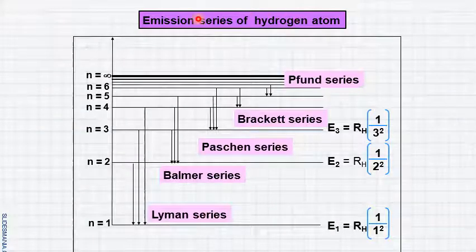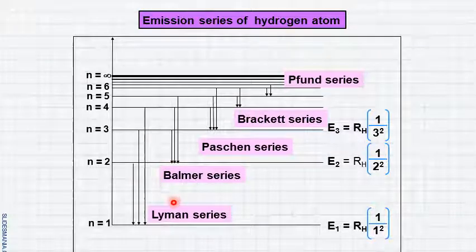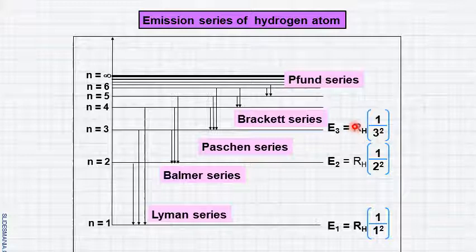This is the emission series of the hydrogen atom: Lyman, Balmer, Paschen, Brackett, until Pfund, which is n equal to 5. So we can calculate the delta E if we want to check the energy. We ignore the positive and negative sign, we just take the magnitude.